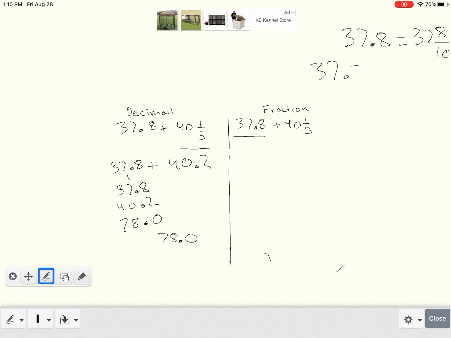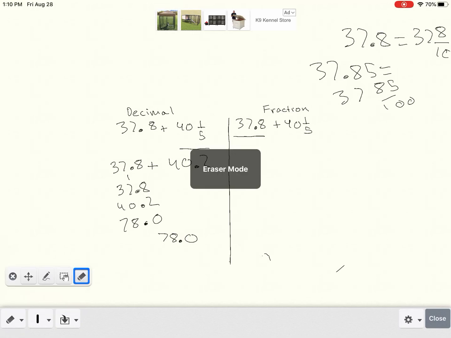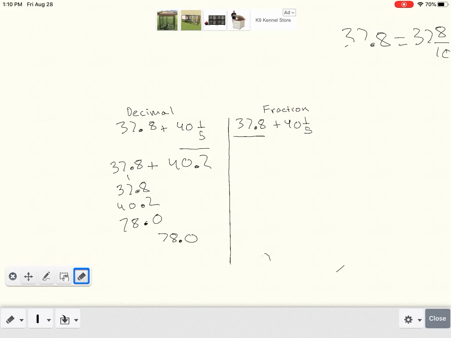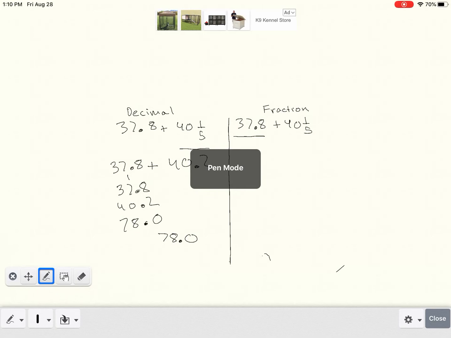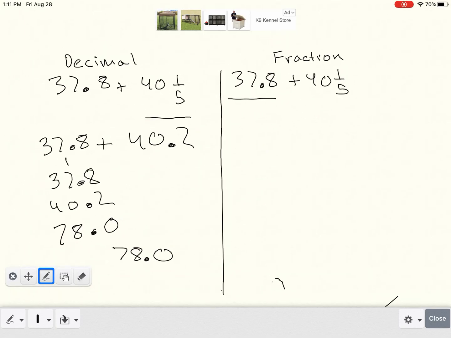So for example, if this was 37.85, this would be 37 and 85/100ths. We could write this as 37 and 85 over 100. So whenever we're converting from a decimal to a fraction, we really just want to say out loud what those decimal places are and then write that down. All right, so let's get back to our problem here. So 37.8 plus 40 and 1/5. We can rewrite this as 37 and 8/10 plus 40 and 1/5.